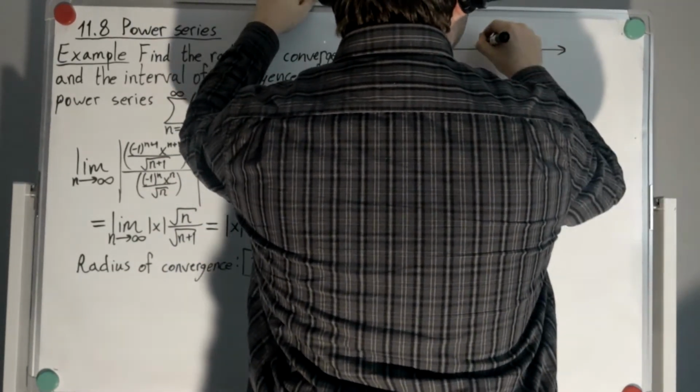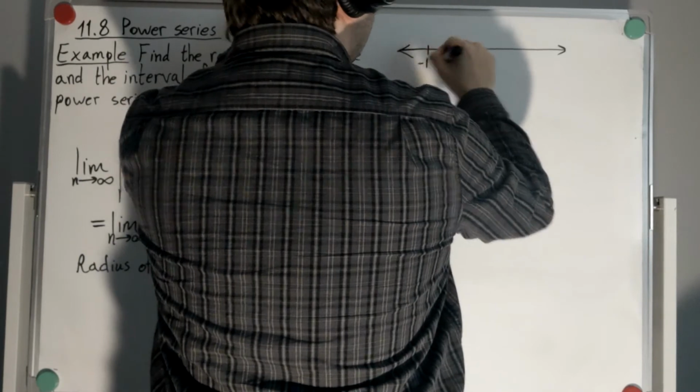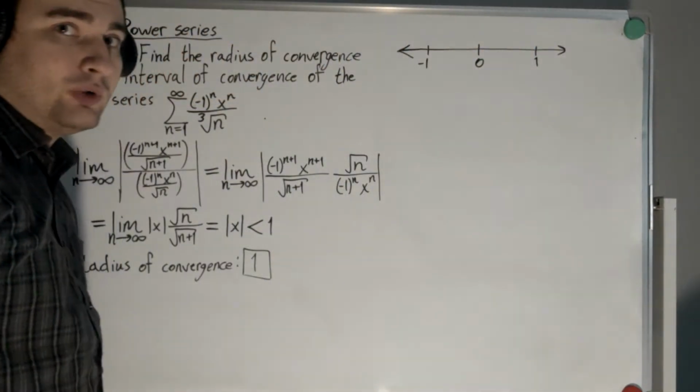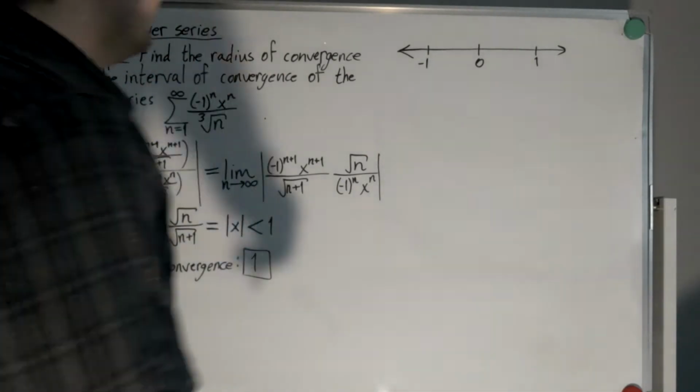Okay. All right, so again, geometrically, that looks like you have 0 in the center, and then -1 is a distance of 1 away, and 1 is also a distance of 1 away. And so we need to check those endpoints.